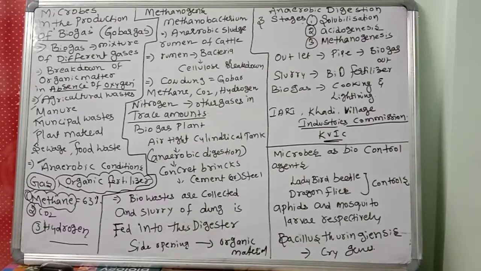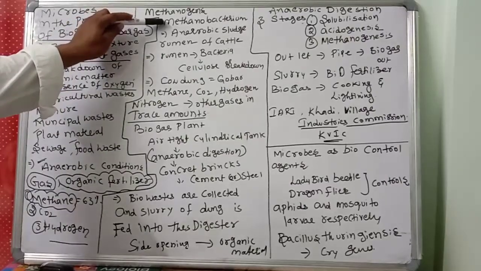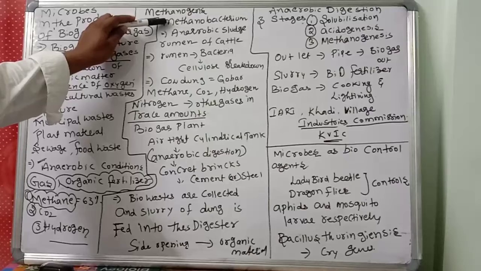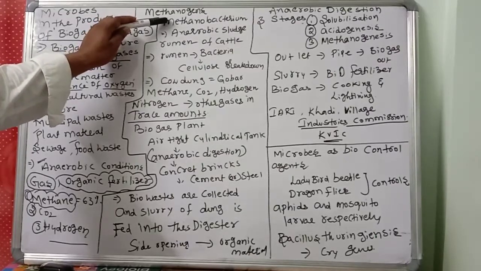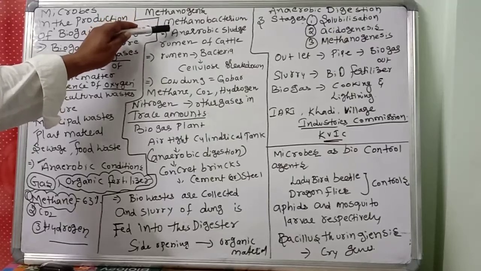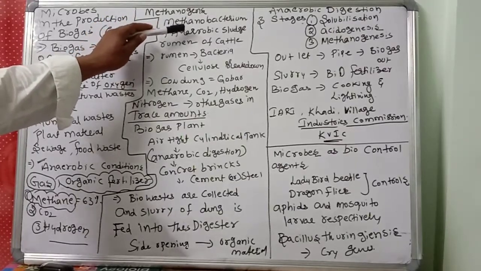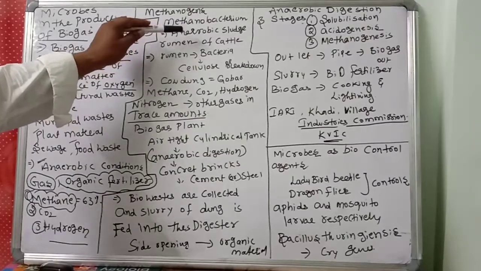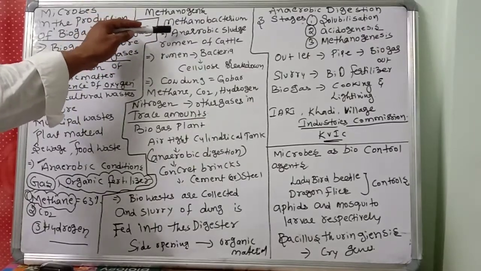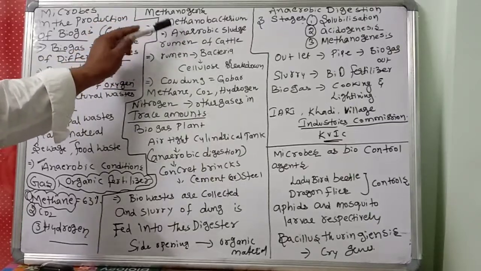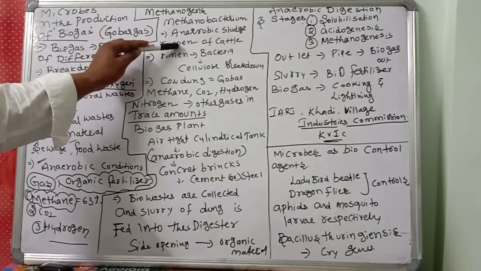The best example of methanogenic bacteria or methanogens is methanobacterium. What do you call that bacterium? Methanobacterium. This methanobacterium is helpful for the production of methane gas. Under which condition? Anaerobic sludge. We can create anaerobic conditions and develop the methane gas. Anaerobic sludge is also there in the rumen of cattle. Rumen, you know very well.